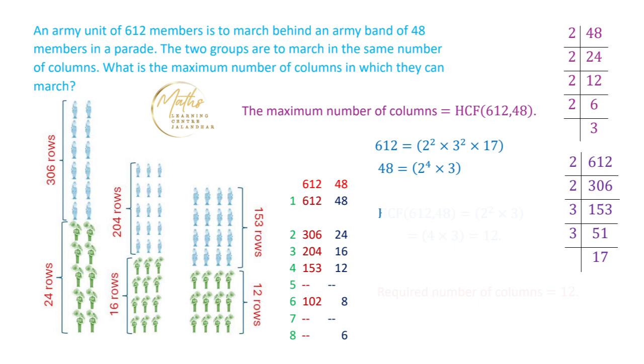So the HCF of these two numbers, 612 and 48, will be given by the common factors we have over here. The common factors are 2 and 3, and the lowest power of 2 is 2, and the lowest power of 3 is 1. So the HCF is 2 raised to the power 2 into 3. The answer we obtain is 4 into 3, which is equal to 12. So the required number of columns is equal to 12.